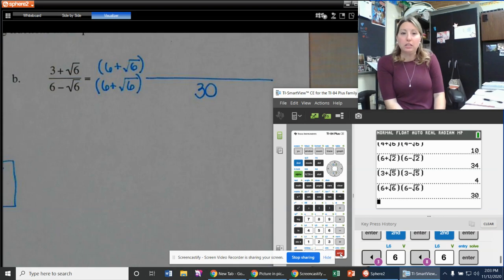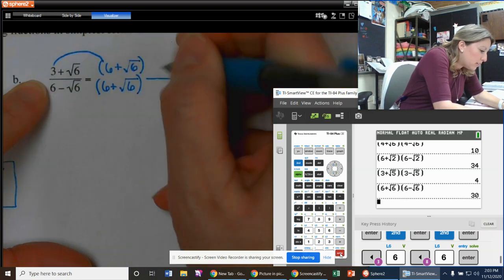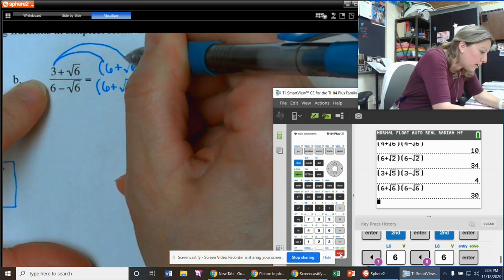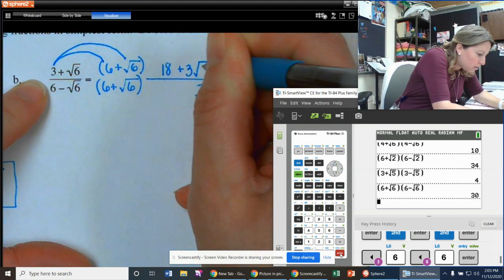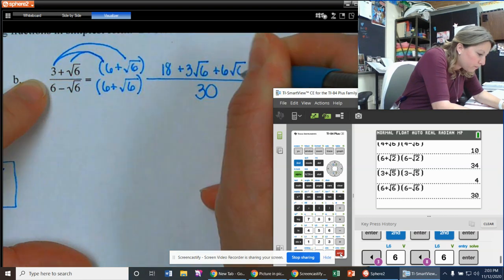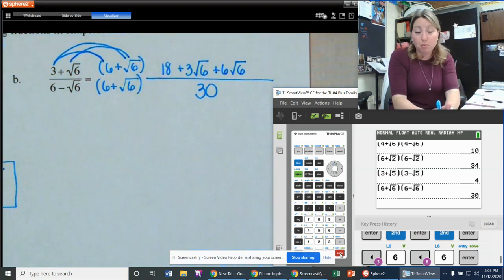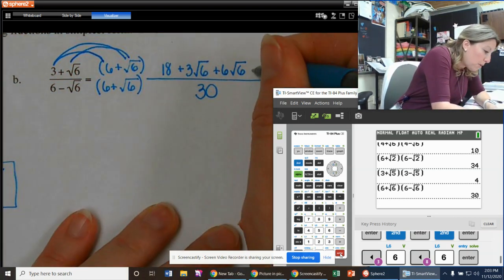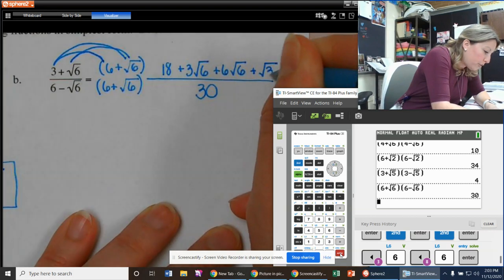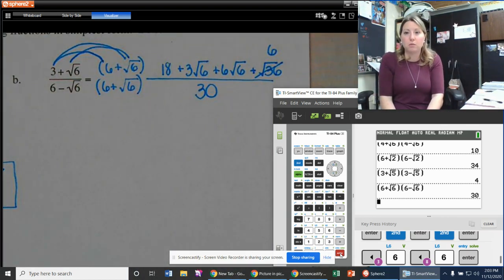Okay, now let's double distribute or FOIL on the top. 3 times 6 is 18. 3 times radical 6 is plus 3 radical 6. Radical 6 times 6 is plus 6 radical 6. And radical 6 times radical 6, well, I could just lose the radical here. But what that really is, positive radical 36. And what is the square root of 36? It's the number 6. So I could have just eliminated the radical on radical 6 times radical 6. The radicals canceled out when we were squaring.